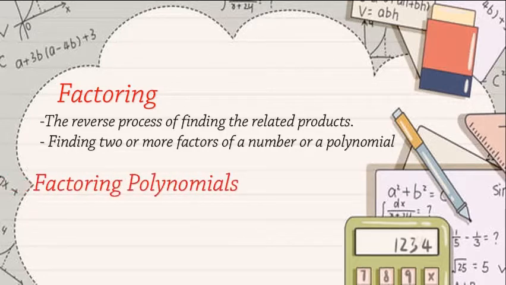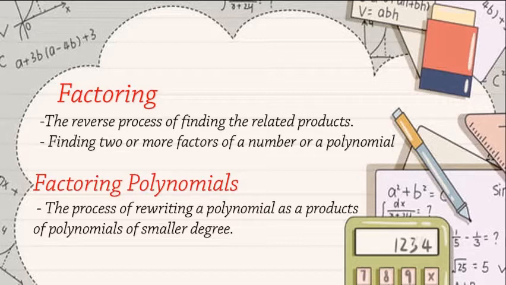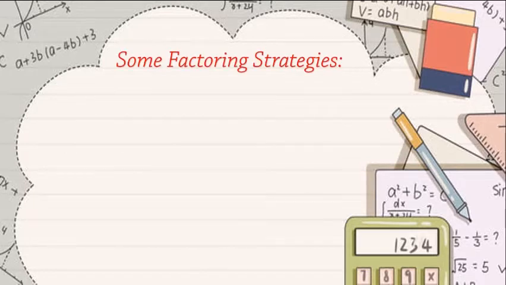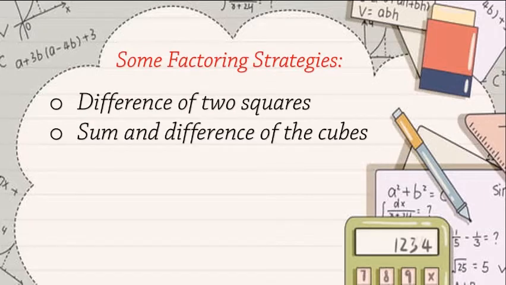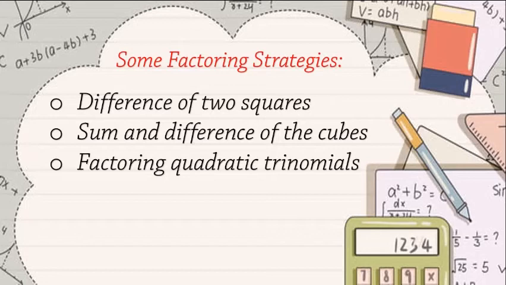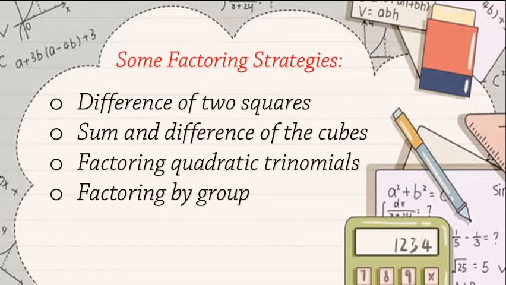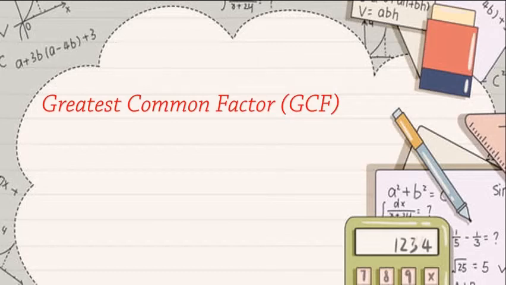How about factoring polynomials? It is the process of rewriting a polynomial as a product of polynomials of smaller degree. In factoring polynomials, we have different strategies. Some of these are difference of two squares, sum and difference of the cubes, factoring quadratic trinomials, and factoring by group. By now, let's define first what's the greatest common factor or the GCF.